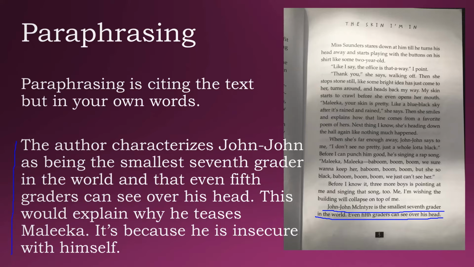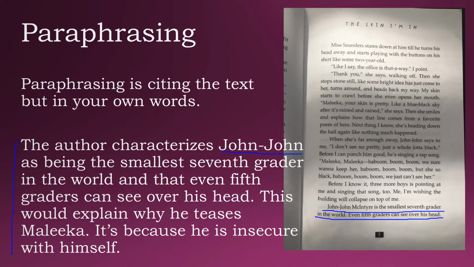So here we can write that up. We can say the author, or we can say Malika, characterizes John as being the smallest seventh grader in the world and that even fifth graders can see over his head. So we can infer that that means that John must be pretty small if children that are 2 years younger than him can see over his head.